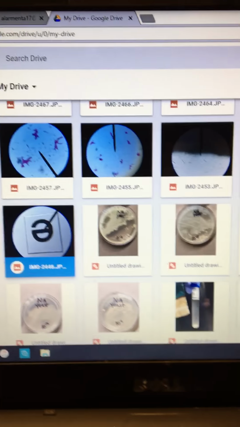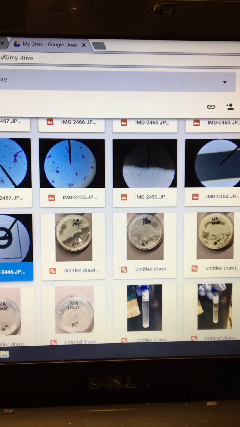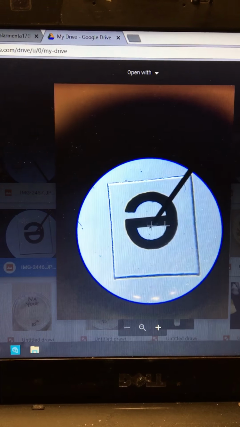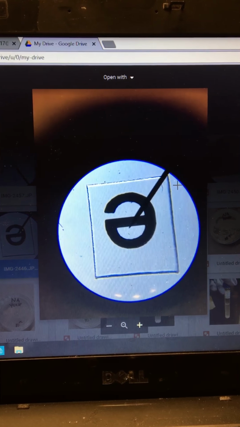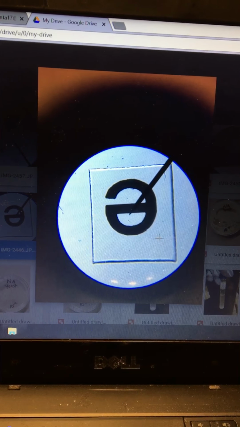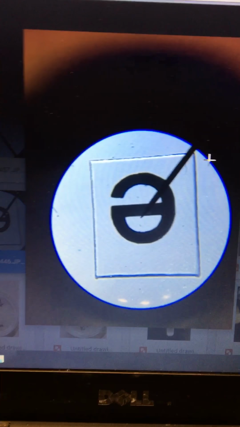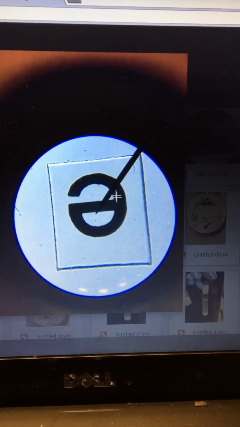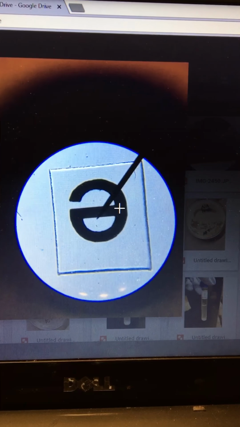So here is my Google Drive. You can see my pictures that I took from my previous experiment here. We're going to start with this one, the letter E. This is for exercise 1, and this is on the scanning power. As you can see, the square is visible in this power and all of the E. You can't really see the details of the E yet, or the edges. You can just tell that it's an upside down E.